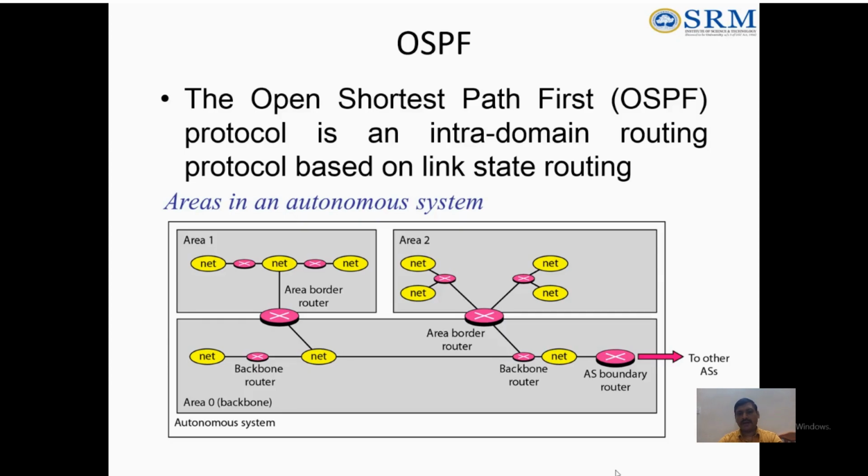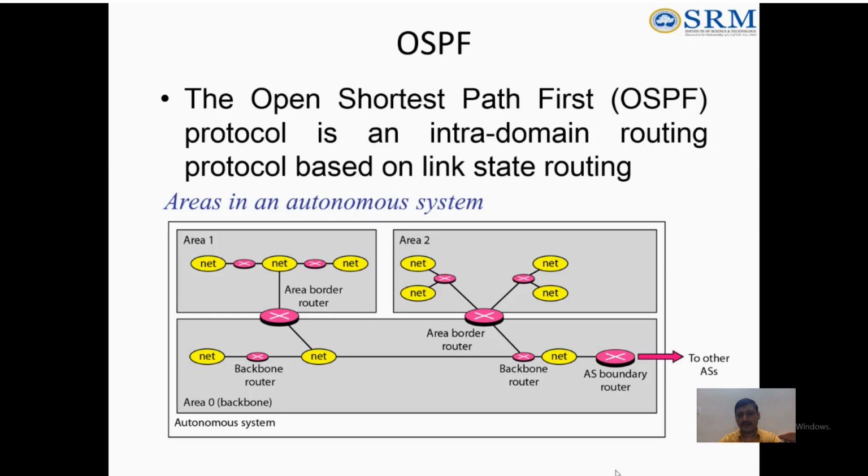That means we have more than one area, or it connects a single area, or you can connect router to router. These are the major uses of OSPF. It will create a path from the source to the destination through the routers, and it will collect information about the neighbor routers and keep track of that information.